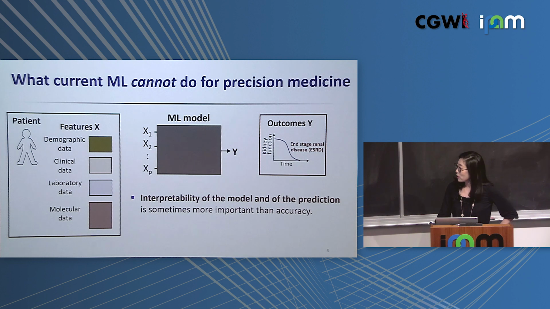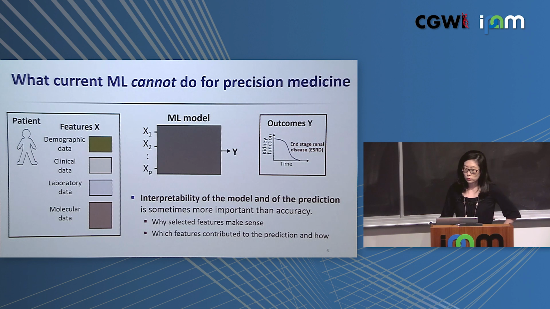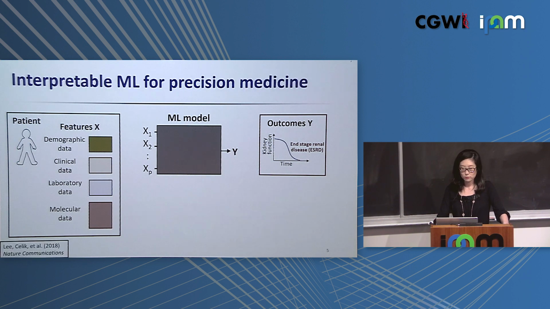For instance, why the features selected by your machine learning model make sense in terms of the molecular basis or biology or pathophysiology of the clinical event or clinical phenotype you are predicting. And which features contribute to the prediction, and how. These explanations can help clinicians take appropriate clinical actions.